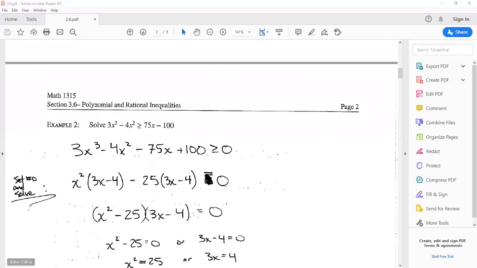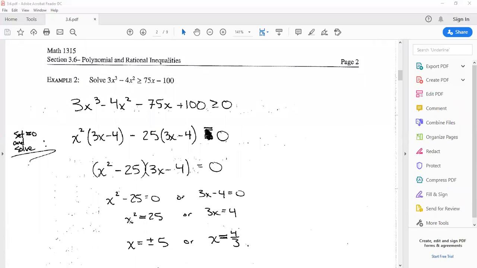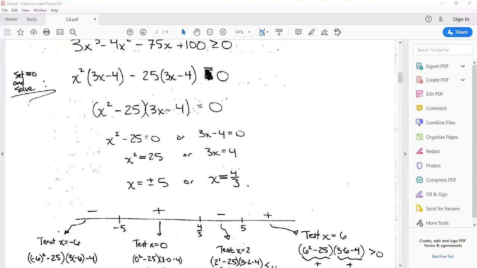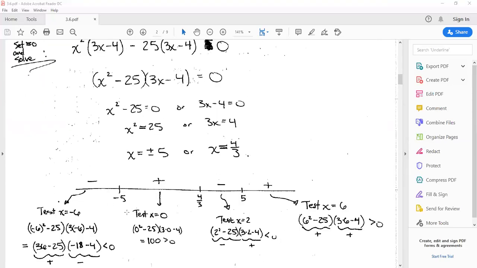So either x squared minus 25 is 0, or 3x minus 4 is 0. In the first case, we get x squared is 25, which gives us x is plus or minus 5. And in the second case, we get 3x equals 4, which means that x is 4/3. So now we have 3 zeros for this polynomial. So we're going to get a few more subintervals this time, but that's fine. Our smallest one is minus 5, our second one is 4/3, and our third one is 5. So now we have 4 intervals to check.